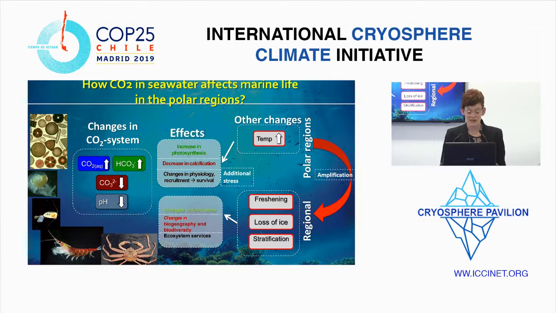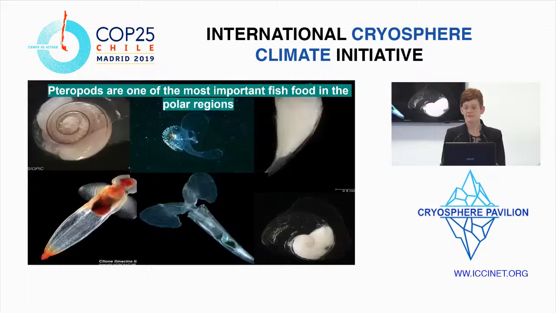Okay, and here, the most charismatic species so far, OA indicators. Some governments have already implemented these species as OA indicators because they contain the aragonite shell that is quickly dissolving in the corrosive conditions. So you can very quickly monitor what's happening with these species in the natural environment.